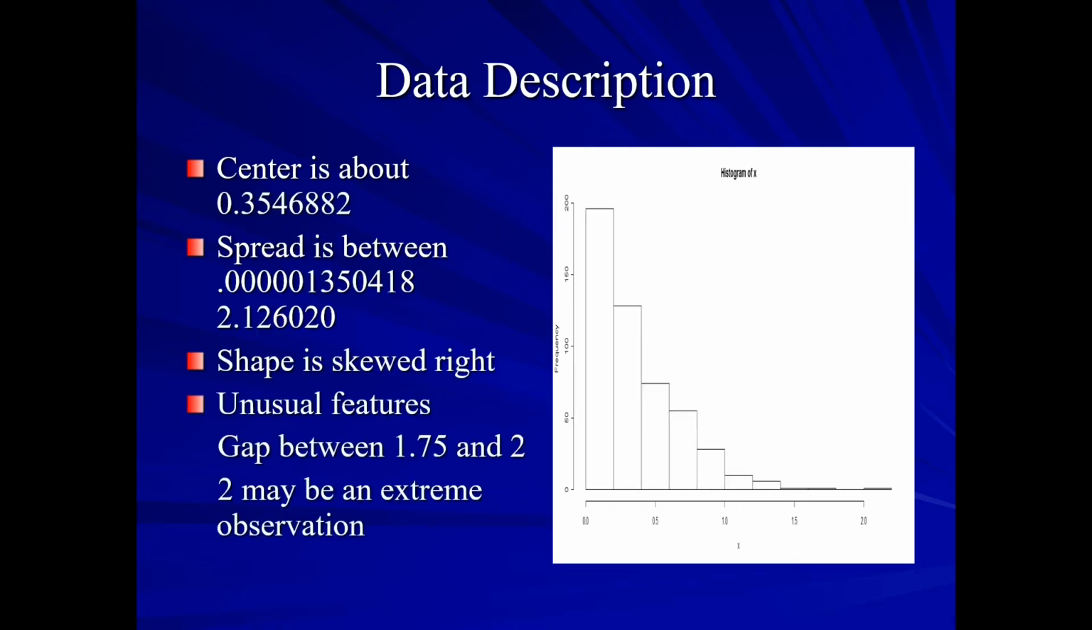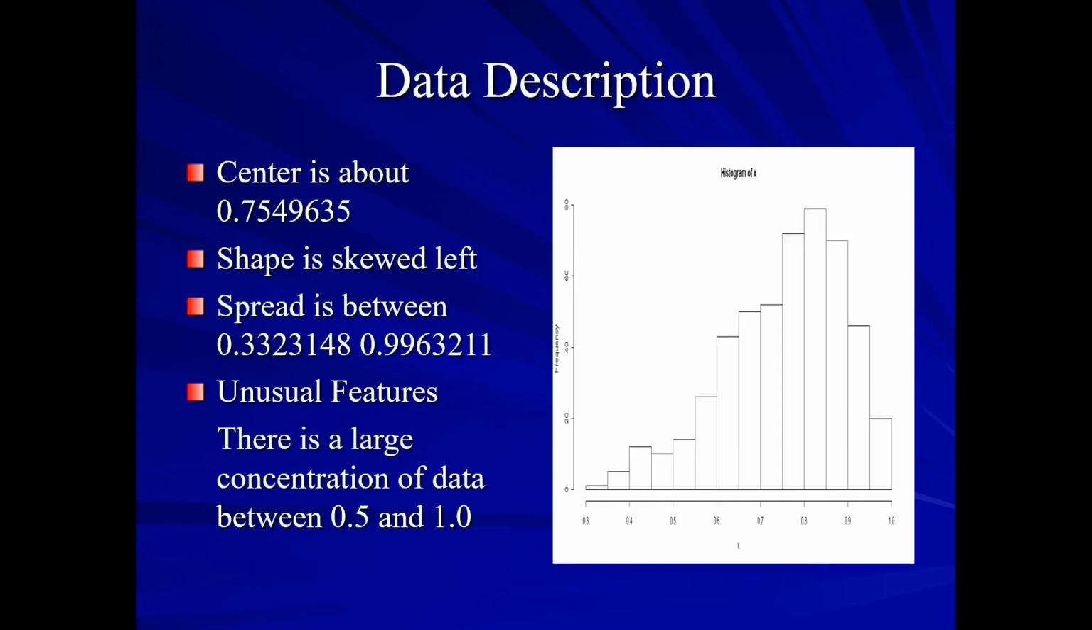Our next data set. Here we have a center at approximately 0.35. Our spread is approximately 0 to approximately 2.12. But notice, our shape in this particular data set is now skewed to the right. And it's skewed to the right because as we follow down, we can see there's a long tail to the right. This is what skews us to the right. We're skewed in the direction of our tail. And notice, we do have some unusual features here. There's some missing data between approximately 1.75 and 2. And 2 may actually be an extreme observation.